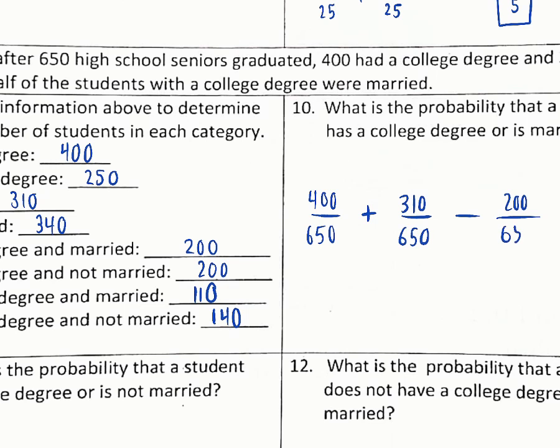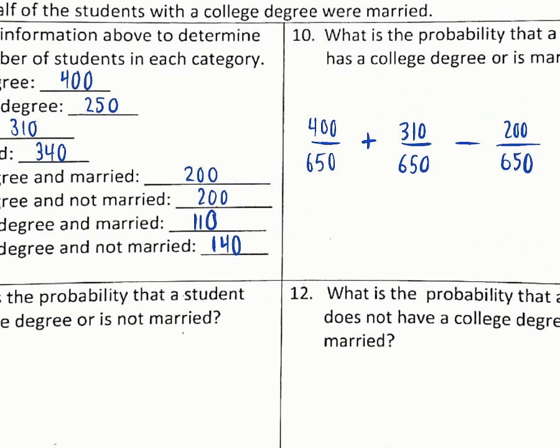So we're going to take 400 over 650, and we're going to add that to 310 over 650, but then we have to subtract those that overlap, which is 200 over 650. So you're going to use the alpha y equal, hopefully, and when you do, you reduce this down to 51 over 65. That's the idea of inclusive. Y'all follow?